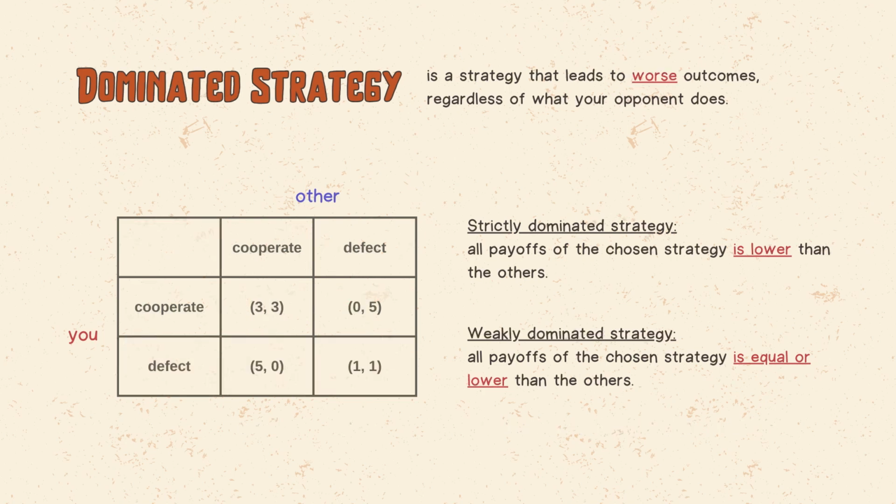Cooperating, on the other hand, is a strictly dominated strategy for both players, because it always gives them a lower payoff than defecting, no matter what the other player does. Let's see it from the other player's perspective. If they think you will cooperate, and they decide to cooperate as well, then they will get 3 instead of 5. The same goes for when they think you will defect, they will be worse off with cooperating, since they will get 0 instead of 1. So no matter what you do, they will get a worse payoff by cooperating. So cooperating is their strictly dominated strategy. And if any of the payoffs are not lower, but equal, then it is the weakly dominated strategy.